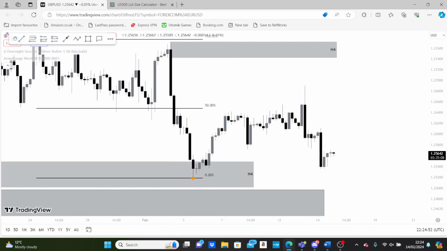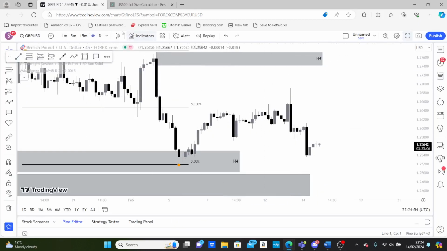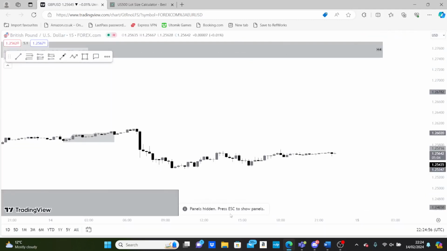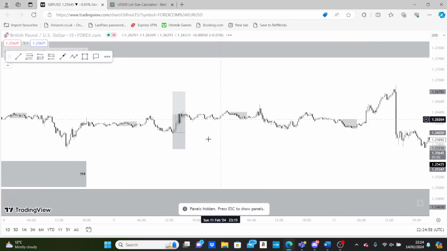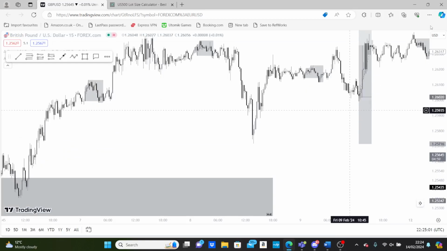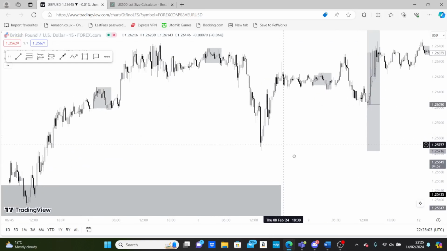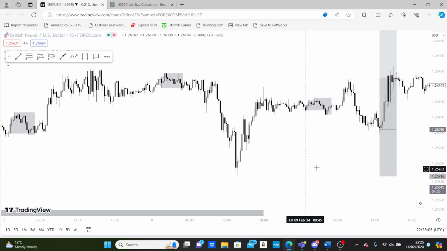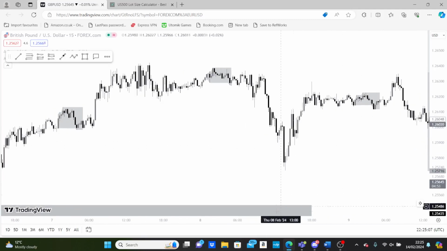So now if we head down to the M15 time frame or the 15-minute time frame, we can begin to dissect how we could have got involved in this market, right? So this is the trade that was taken here. This setup actually occurred on the 8th of February. So let's break down the trade and let's analyze how we could have got involved.